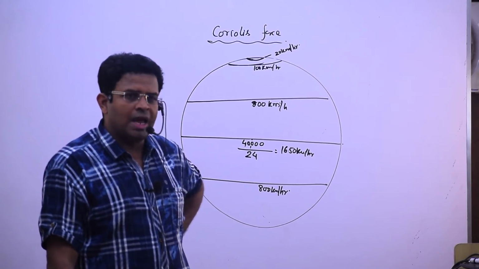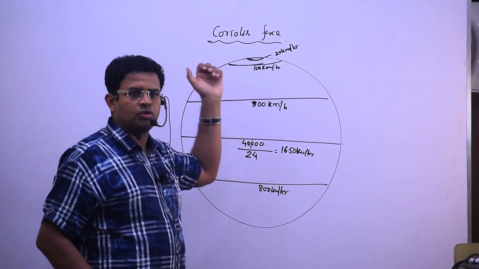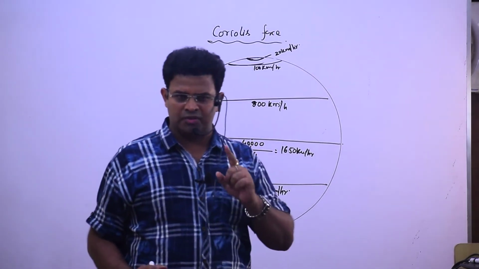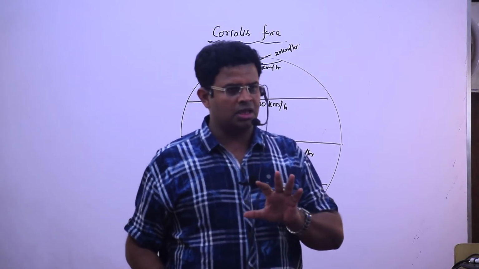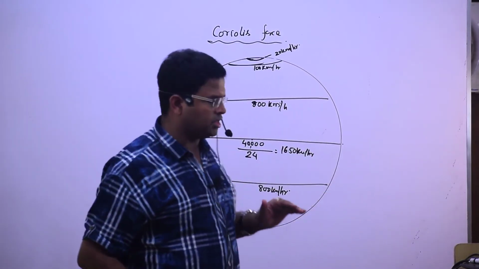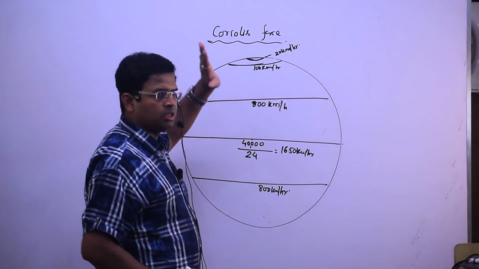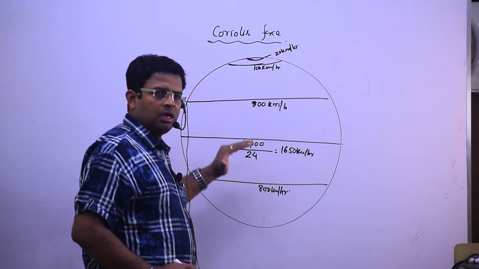So every latitude, that is known as a latitude, has a differential speed. That is clear? Every latitude has what? Differential speed, and it is decreasing from the equator, low latitude, to the high latitude.